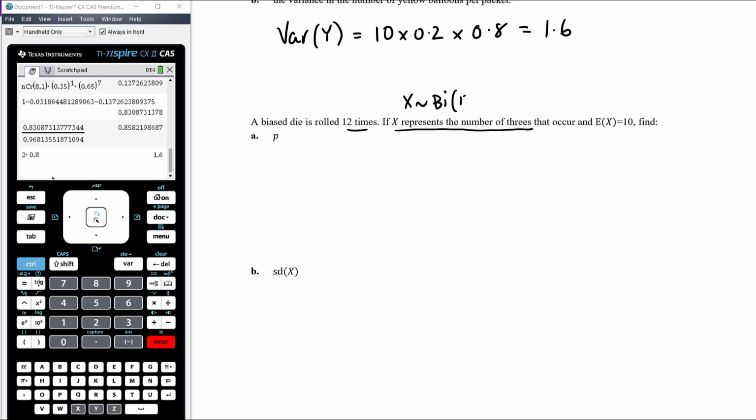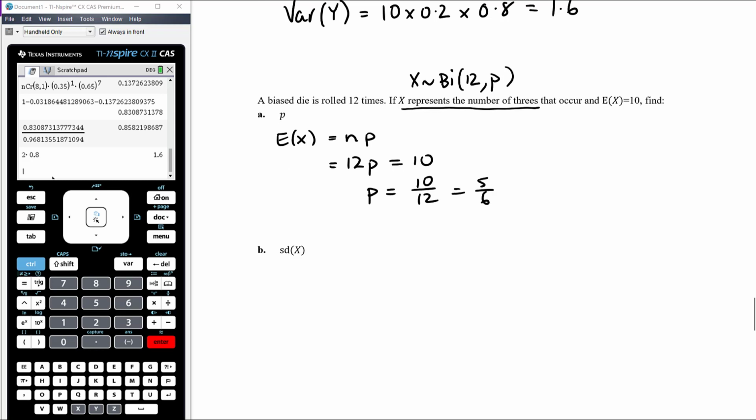We're rolling the die 12 times, so n is 12, and it's a biased die. We don't know what p is, that's the point. So if it was a fair die, p would be 1/6, rolling a 3, but it's a biased die, so therefore we don't know what p is. P is what we're trying to find in part A. What we do know is the expected value of x is 10. So we know that the expected value of x would be n times p, and in this case that is going to be 12 times p, and we know that has to equal 10. And so therefore p is 10 on 12, which is 5/6.